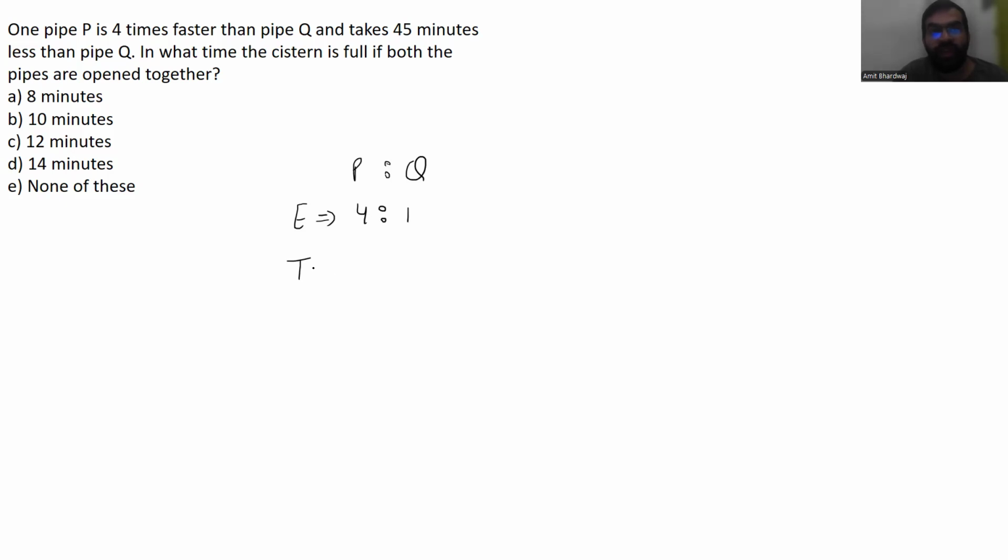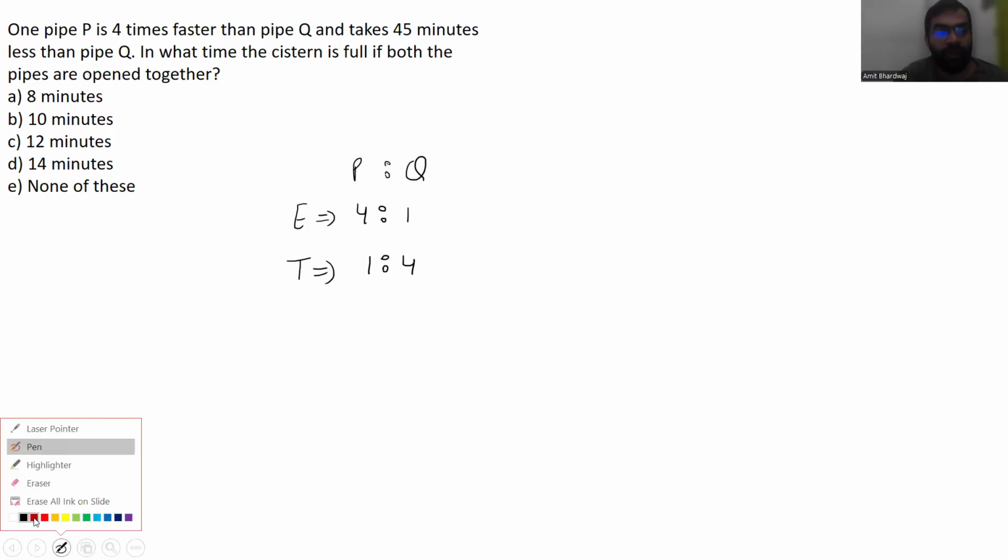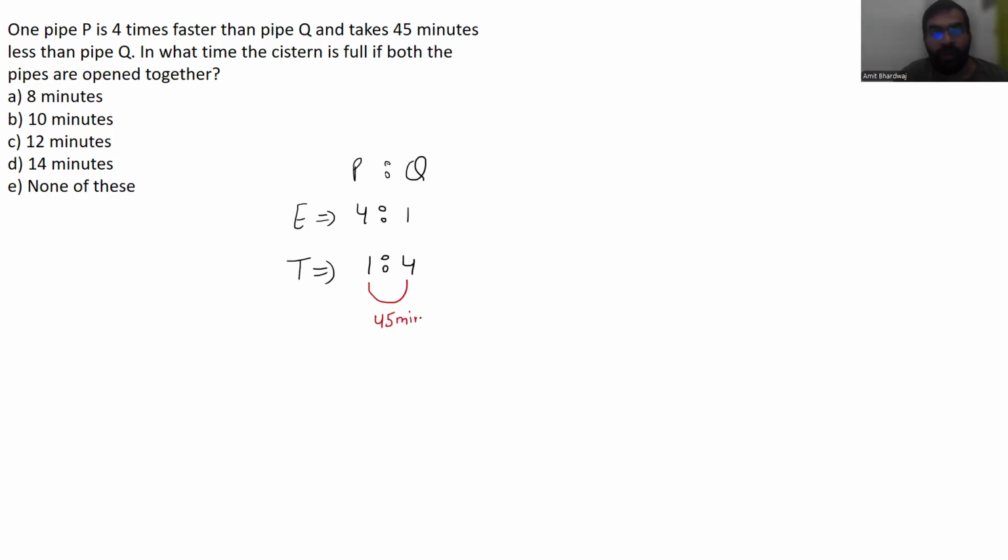Definitely time is the reciprocal of the efficiency. This is very easy for us, right? Now one pipe P is 4 times faster than Q, and takes 45 minutes less than Q. We can understand one thing from here: there is a difference of 45 minutes between these two times. In terms of ratio, the difference is 3, right? So 1 means 15 minutes. So we can conclude that this time is 15 minutes and this time is 60 minutes, right? So individually the times for pipes P and Q are in front of us.